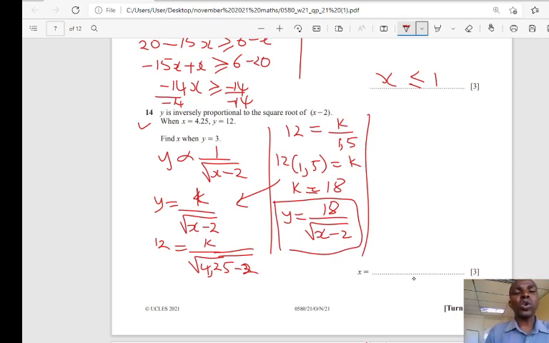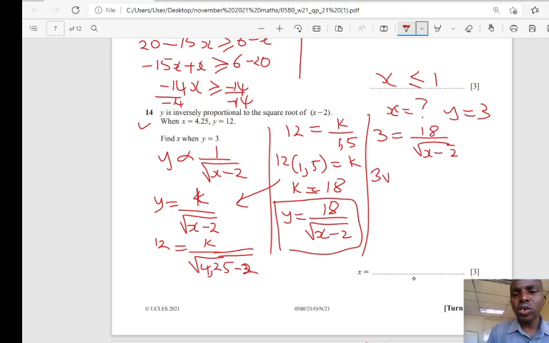Find x when y is equal to 3. x is equal to what here, when y is equal to 3? So you substitute. You put 3 here: 3 is 18 over the square root of x minus 2. Then you cross multiply with this square root. It will be 3 root of x minus 2 is equal to 18. Divide by 3 over 3 over 3. You get the square root of x minus 2 is equal to 6.